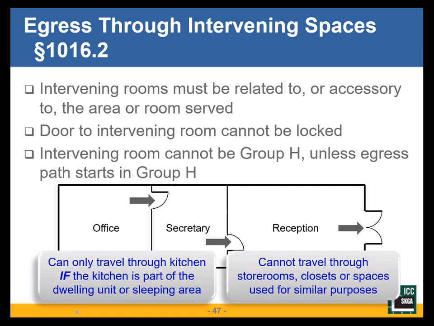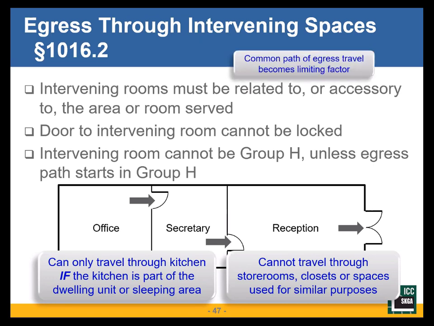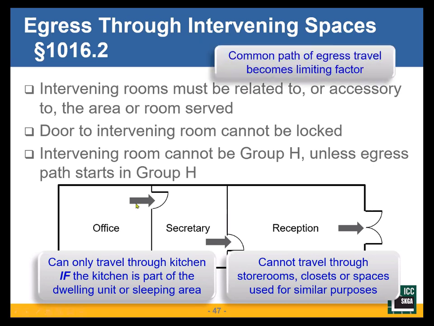Can go adjacent to the kitchen and separated by a wall, but it can't travel through the kitchen unless I'm in a dwelling unit or a sleeping area. So in my R occupancies, my hotel with the little kitchenette, they all go through the kitchen in the exit path. So it's allowed in those situations. The only thing that becomes the limit, how many rooms can I go through? As long as they are all accessory, not storage rooms, not closets, not kitchen.